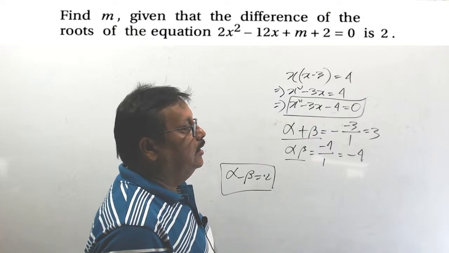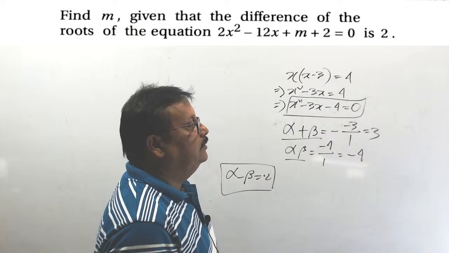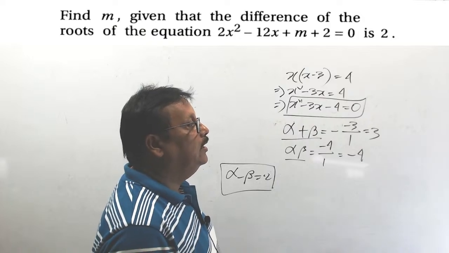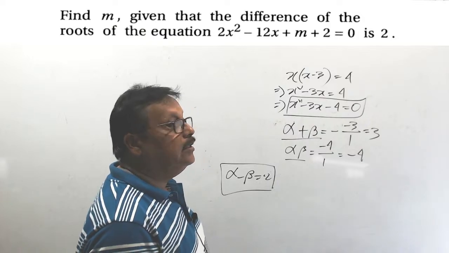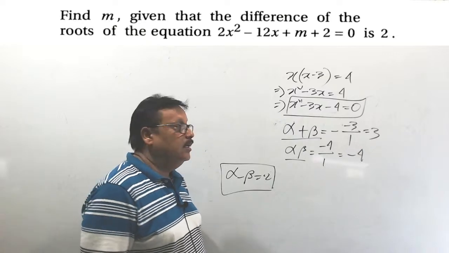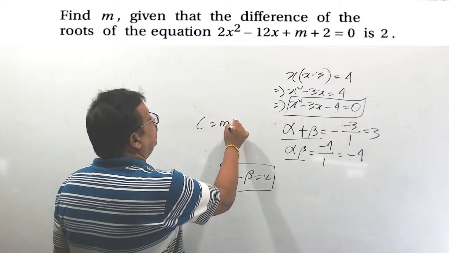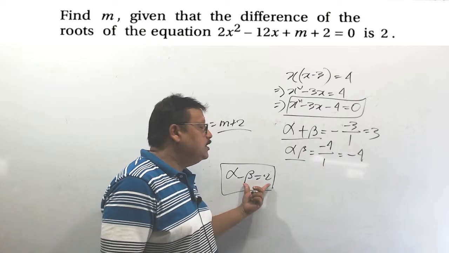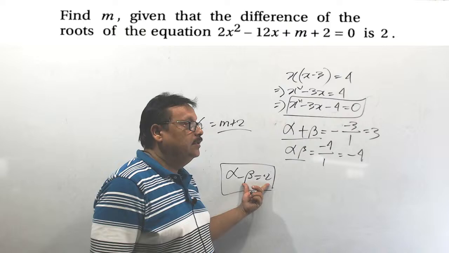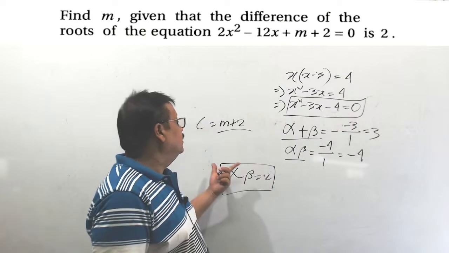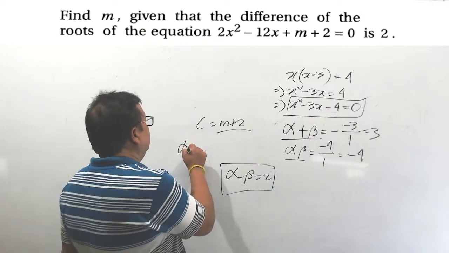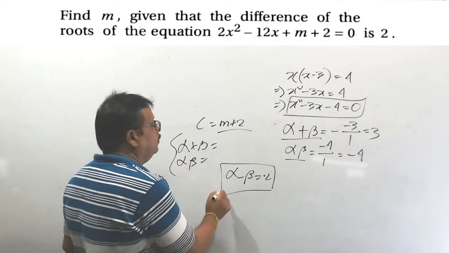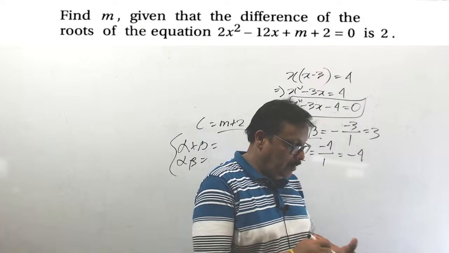First you have to write that equation in the standard form. What is the value of a? First you tell me. a is 2. What is b? b is equal to minus 12. And what is c? Here c is equal to m plus 2. Don't forget this. And alpha minus beta is equal to 2, it is given. Then by using this relation, first you will find alpha plus beta and alpha into beta, and from this relation you will find the value of m. Understood?